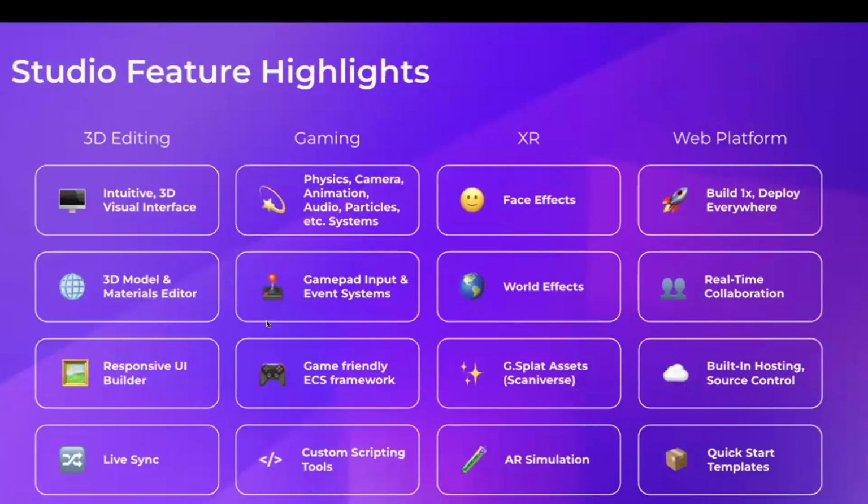And just, yeah, in a nutshell, we have a ton of features for editing 3D models, editing in 3D, gaming mechanics, custom scripts, and building with our gaming framework. We have features for building XR, specifically face effects and world effects, and now VPS. And then this is all running on the 8th Wall web platform. So that's going to allow you to easily build, deploy, test, preview. So it's kind of a one-stop shop for being able to quickly iterate and build a 3D XR experience.